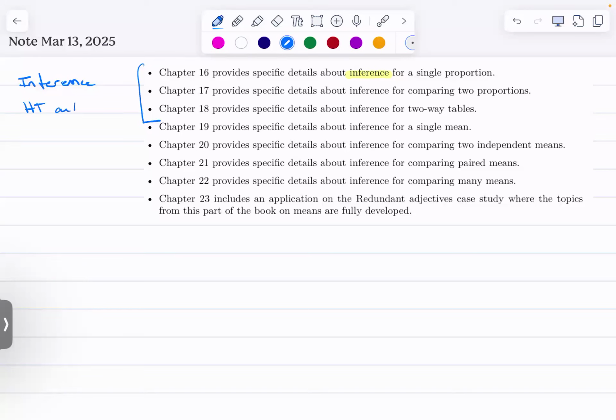Inference is hypothesis testing and confidence intervals, right? Kind of an umbrella term for hypothesis testing and confidence intervals, and proportions, two-way tables. I'll add of proportions. Okay.